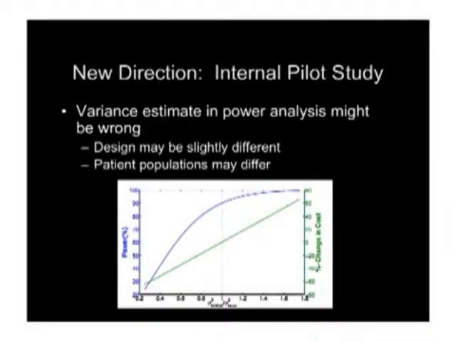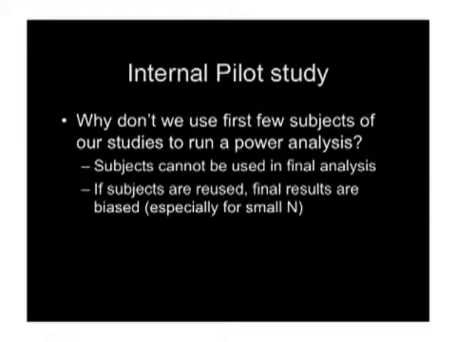If your initial variance guess is too small, you're going to be underpowered, which means you're not spending enough money on your study. On the other hand, if you pick a really big variance and use that for your power calculation, then yes, you do have enough power, but you're also spending a lot more money on your study than you need to. So the idea is, why don't we just use the first few subjects to run a power analysis and reuse those subjects in the final analysis?